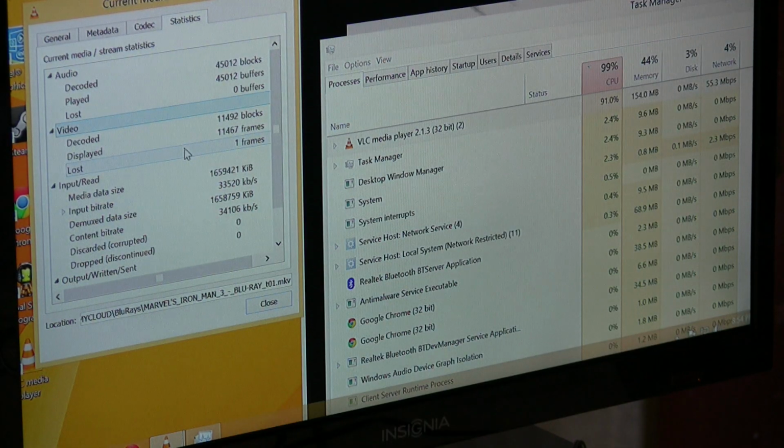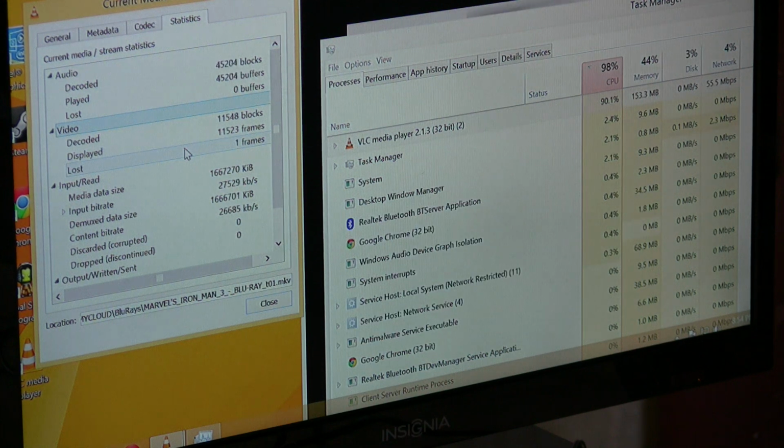And the reason is, in my last video, I talked about the fact that it was using 100% CPU to play back the movie, but I really wasn't all that concerned about it, and I should have been. So I went back and did a little bit more digging to see exactly what's going on behind the scenes.